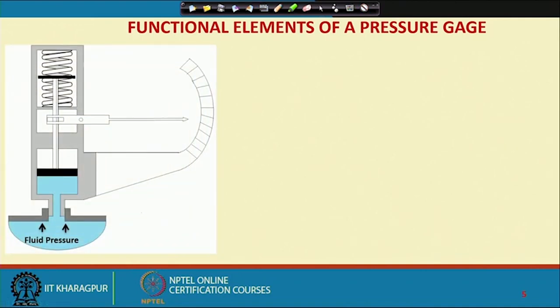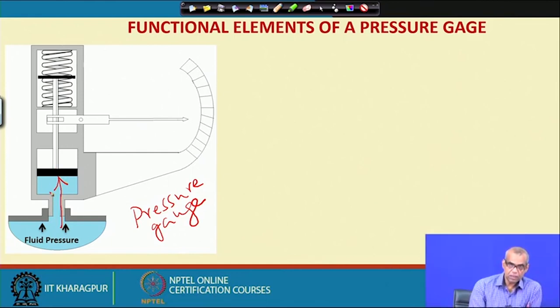Today, let us take this example. This is another example of simple pressure gauge. The way it works is as follows. This is the fluid pressure that acts on this piston. So, the piston receives the fluid pressure. So, pressure acts over a surface, then a force will be developed. That force is transmitted through this piston rod to this spring. So, there will be deflection of the spring, and then that deflection will be read by this pointer's movement over this scale.